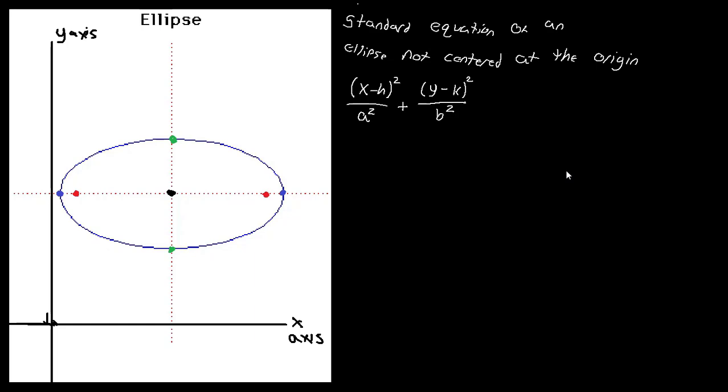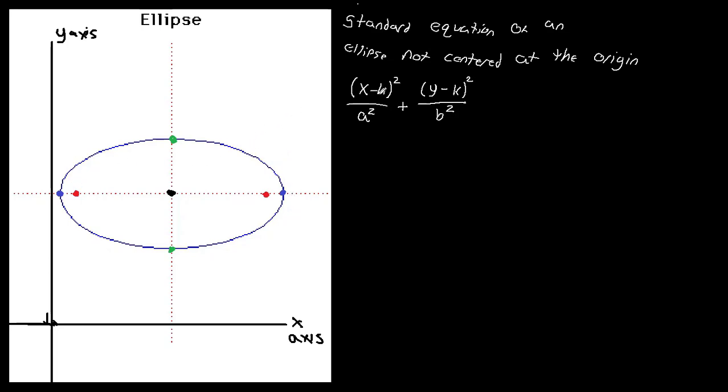In this video, I want to talk about what happens when we take the ellipse and move it away from the origin. What I mean by that is, what happens when our ellipse is no longer centered at 0, 0, when the major and minor axes are no longer the coordinate system's x and y axes? What happens to the standard equation, and what happens to what these coordinates represent?